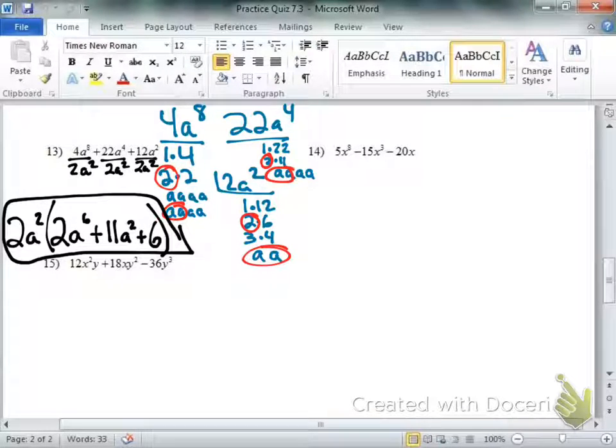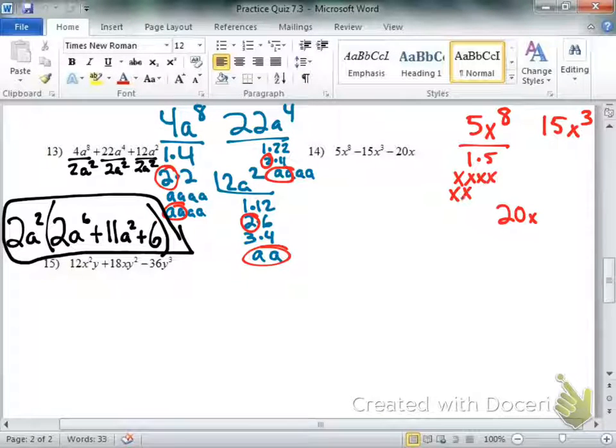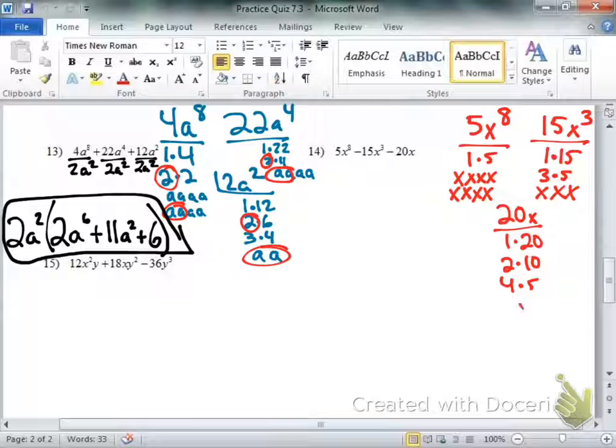Alright, next one we have 5x to the 8th, 15x to the 3rd, and 20x. So that's going to be 1 and 5. 1, 2, 3, 4, 5, 6, 7, 8. 1 and 15. 3 and 5. 1, 2, 3. 1 and 20. 2 and 10. 4 and 5 with an X.